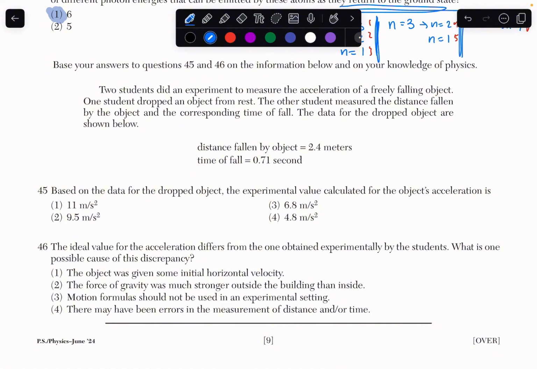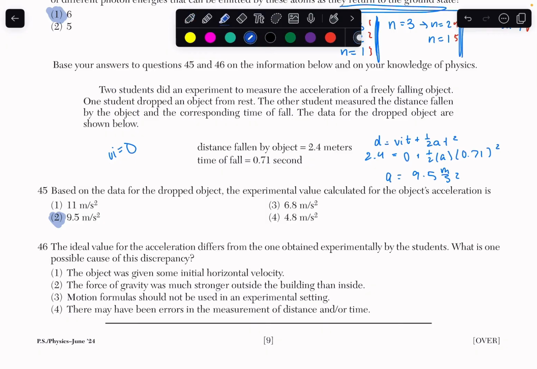45. Based on the data for the dropped object, the experimental value calculated for the object's acceleration is... So, for this question, we just have to use one of our kinematics equations. We have distance, time, and initial velocity since it says that the object starts at rest. So we can use the equation d equals vi t plus 1/2 a t squared. And we just plug everything in. 2.4 meters equals 0, because the initial velocity vi equals 0, times time, that doesn't matter, plus 1/2 times acceleration times 0.71 squared. So you're going to get an acceleration of 9.5 meters per second squared. And that is choice 2.